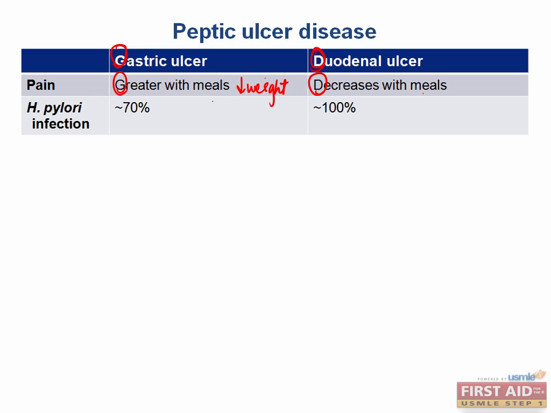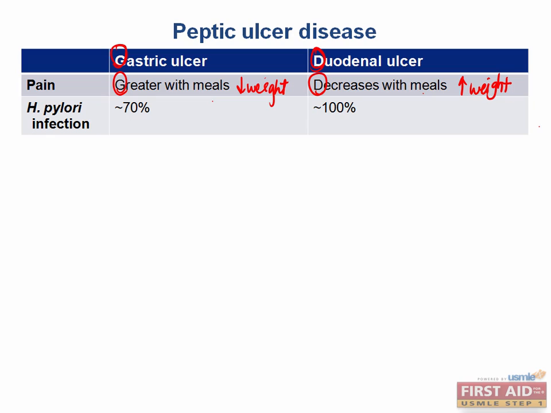What tests can you do on a patient if you suspect H. pylori infection? Well, these patients have a positive urease breath test. Why is this? Well, H. pylori produces urease, which breaks down urea to carbon dioxide and ammonia, neutralizing the acid environment of the stomach. Duodenal ulcers have decreased pain with meals, so these patients often gain weight.